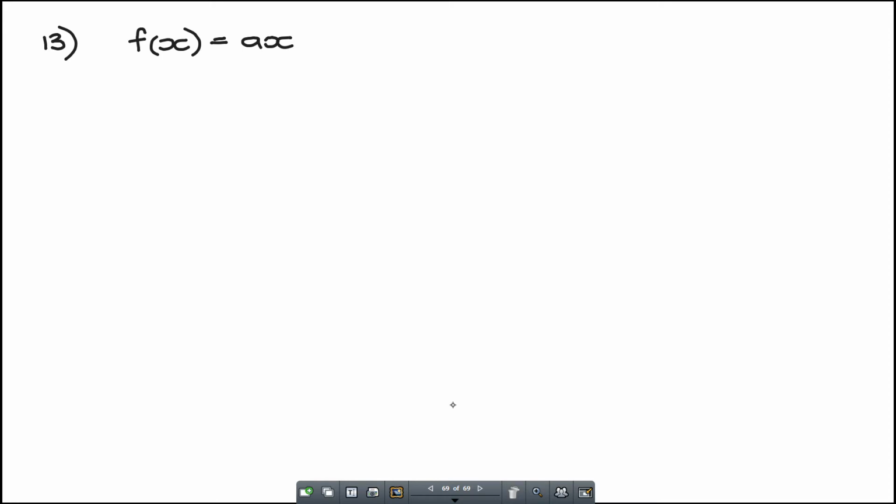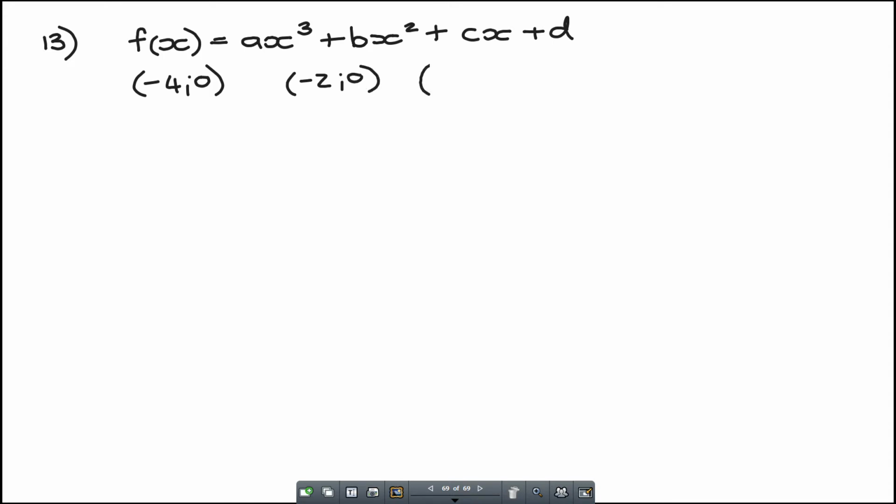Oepsie, sorry, a x cubed plus bx squared plus cx plus d. Okay, nou hy loop deur die volgende punte. Minus 4 en 0. Minus 2 en 0. Okay, so what are those?